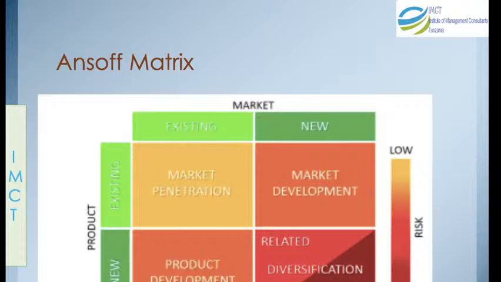As you can see on the left, there is product, and on top there is market. That is the product market expansion grid. And you can see on the right there is high and low. The more you go deep with your product market, the risk is low, but the more you differentiate your product, the risk is also very high. It allows managers to quickly summarize potential growth strategies and compare the risk associated with each one of them.